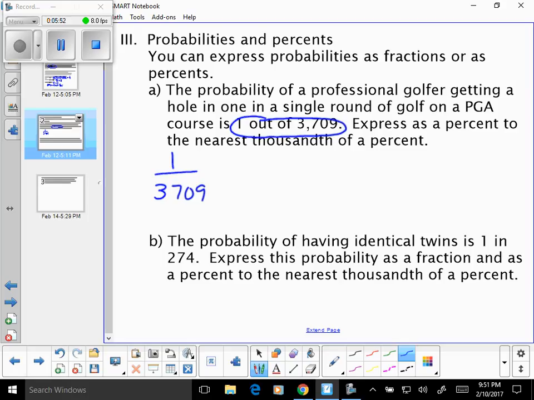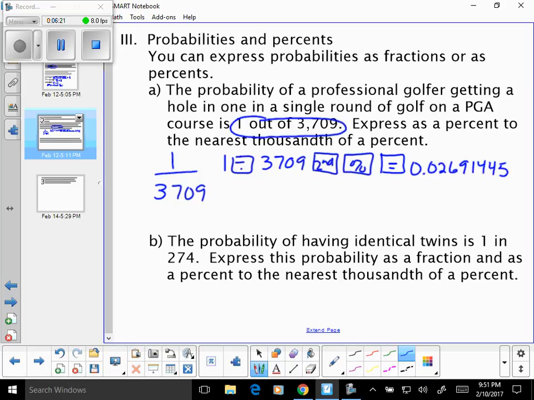We want to express that as a percent. So we're going to use that calculator. 1 divided by 3,709. We're going to hit that second function key, that percent key, and that equals key. Now you are going to get quite a decimal: 1.0269145, and that is a percent.